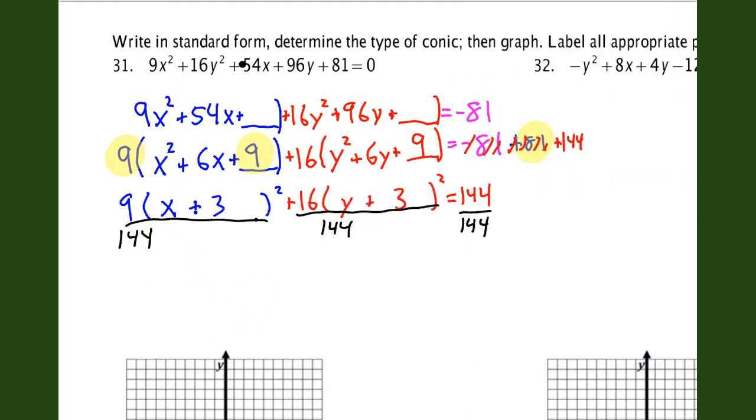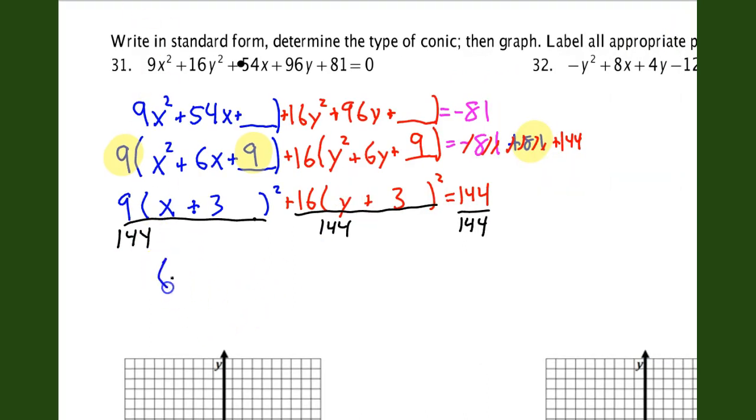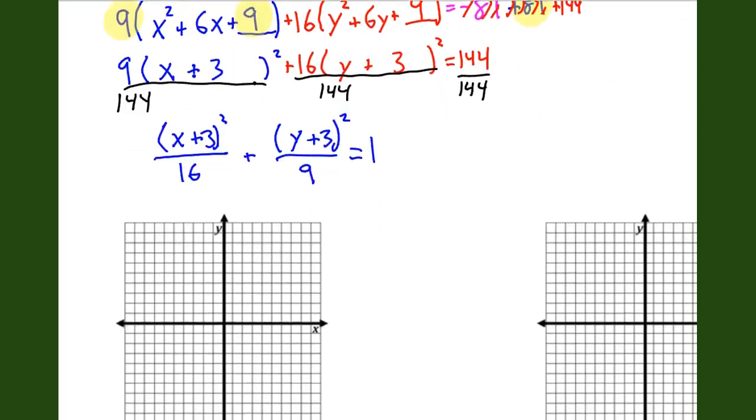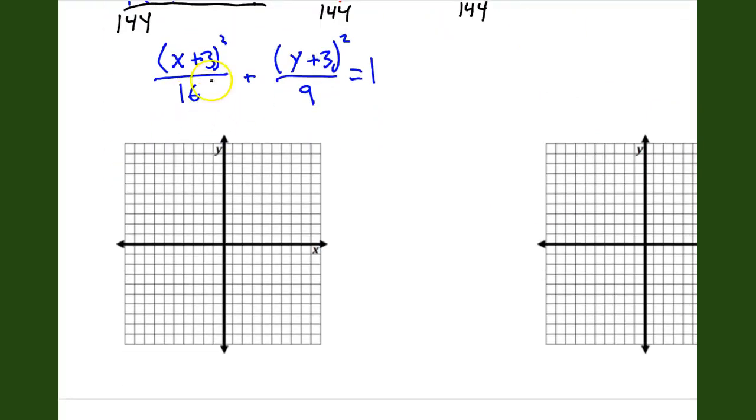So we have (x plus 3) squared over 16 plus (y plus 3) squared over 9. That equals positive 1. So we have an ellipse that looks like it's wider than it is tall, right? 16, so that's 4 across, but only 3 up and down. Starting at negative 3, negative 3. So negative 3 comma negative 3 is right here.